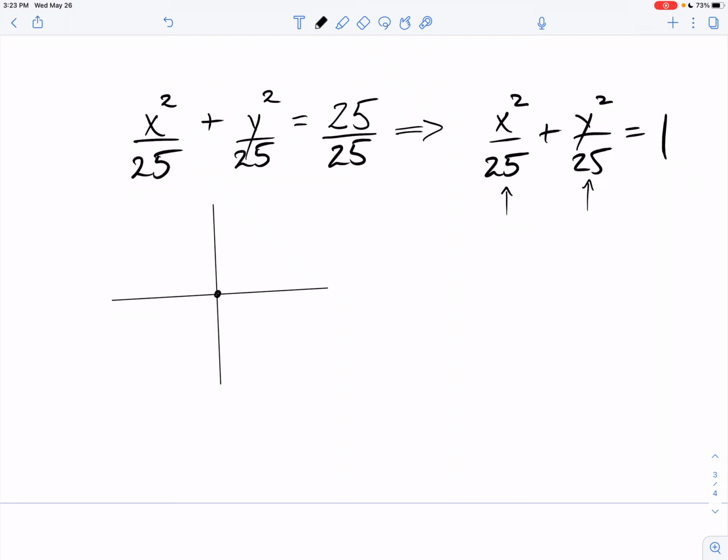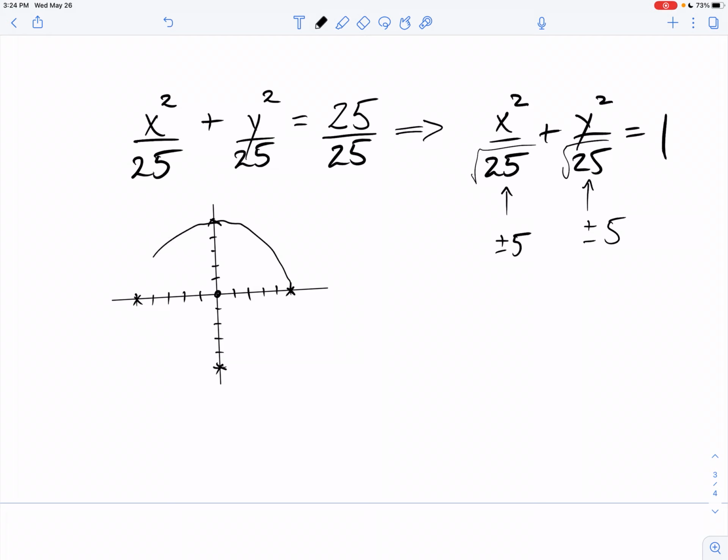So if I took the square root of 25, I would get plus or minus 5. That's x motion. So 1, 2, 3, 4, 5 to the right. 1, 2, 3, 4, 5 to the left. And then, once again here, if I took the square root of that, I'd get plus or minus 5. But that represents my y motion now. So that means go up 5, and then go down 5, and connect all these dots.